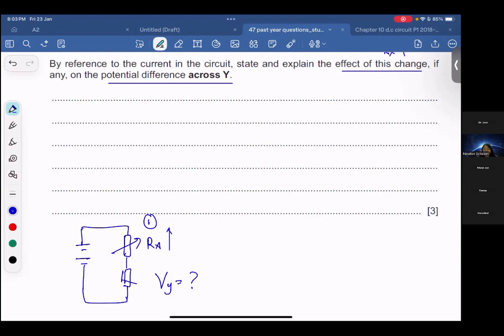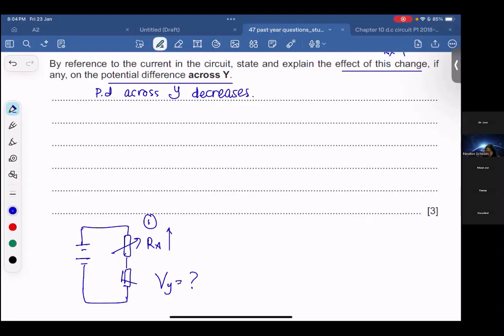Chonghan, yes, but what happened to your potential difference across Y? You scored 2 marks already. Then what happened to your potential difference across Y? Okay, so they're asking you the potential difference across Y. So our answer should be: potential difference across Y decreases. State and explain. So I will explain why.